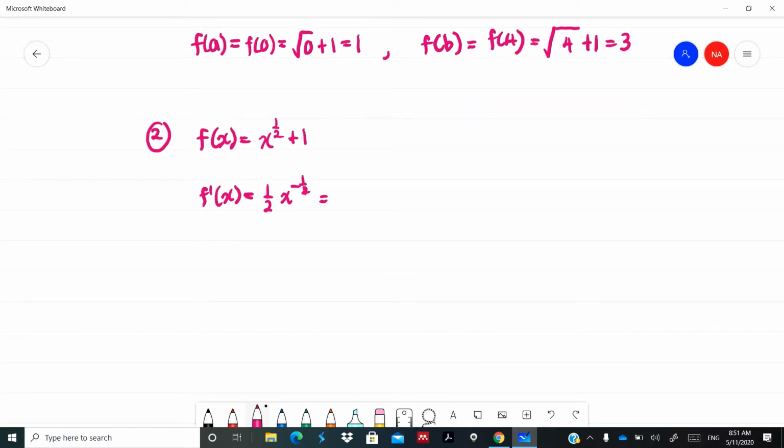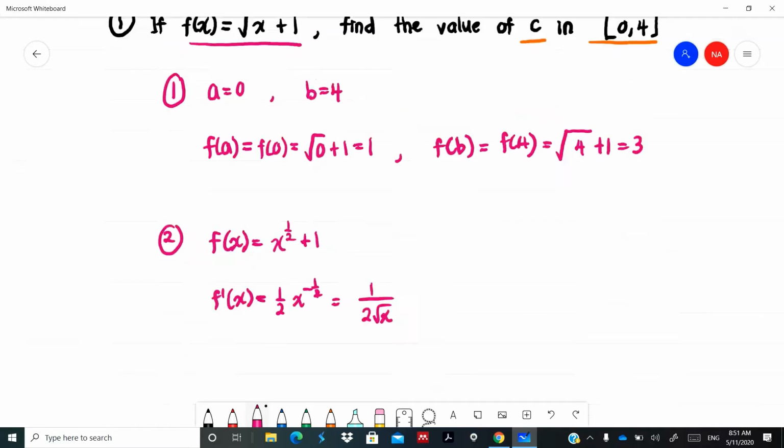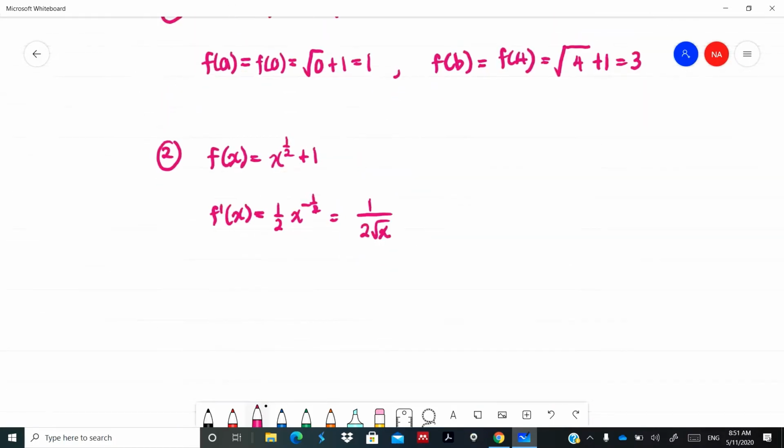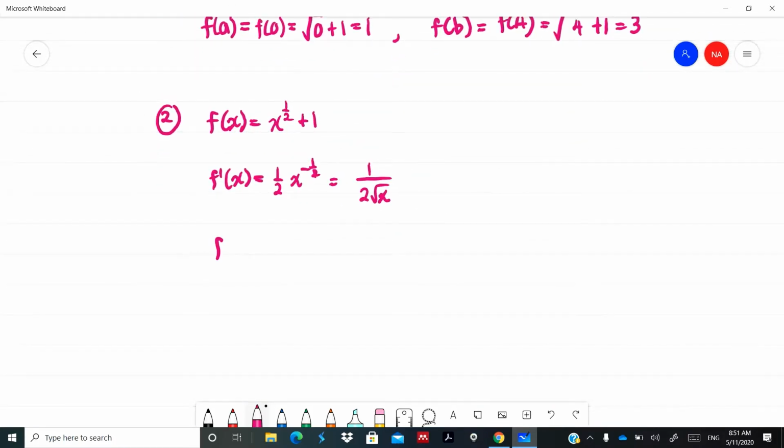All right, so this can be written as 1 over 2 square root of x. Because we want to use the f prime of c in this formula, we'll just substitute the value of x with c. So we'll have f prime of c is actually given by 1 over 2 square root of x. Now x is substituted with c, so now it looks something like this.